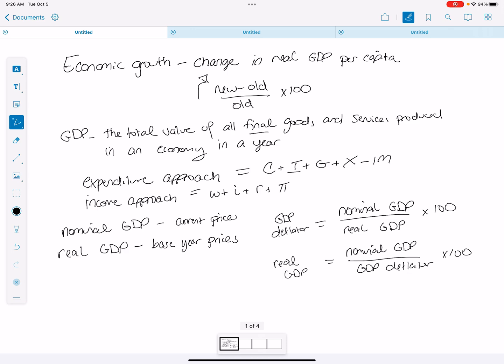So what this means is that if we have nominal GDP and the GDP deflator, we can calculate real GDP, divide it by the population, and then look at the change to get our economic growth. So that's exactly what we're going to do here. Let's start first by going to find our nominal GDP.